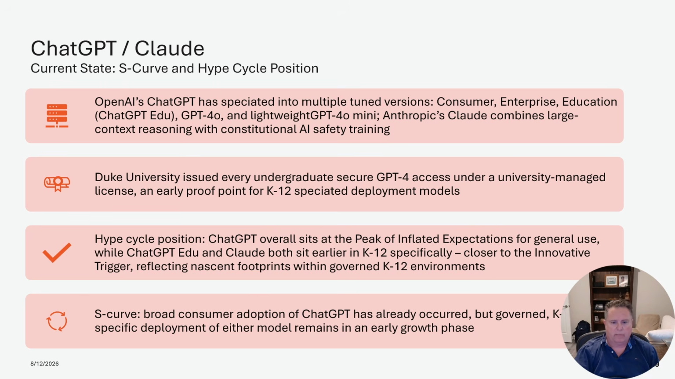Hype cycle position. ChatGPT overall sits at the peak of inflated expectations for general use, while ChatGPT EDU and Claude both sit earlier in K through 12, specifically closer to the innovation trigger, reflecting nascent footprints within governed K through 12 environments. The S-curve: this broad consumer adoption of ChatGPT has already occurred, but governed K through 12 specific deployment of either model remains in an early growth phase.